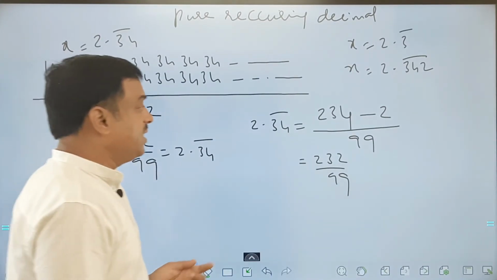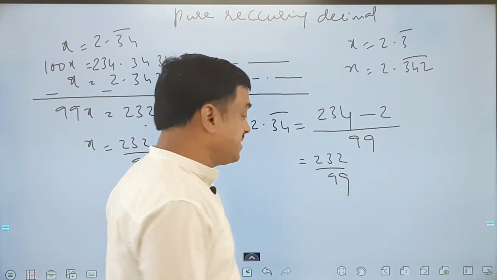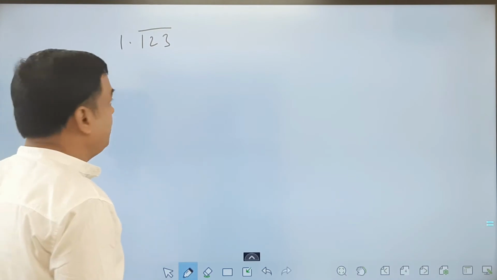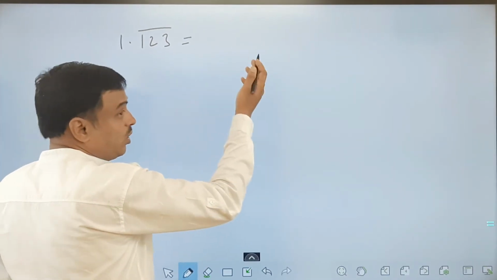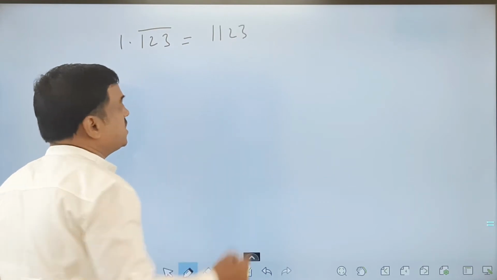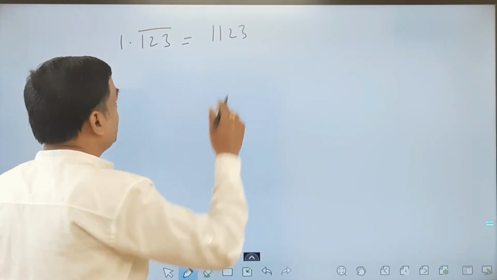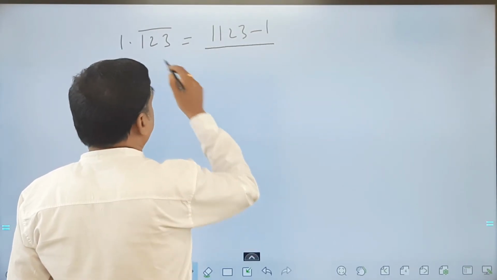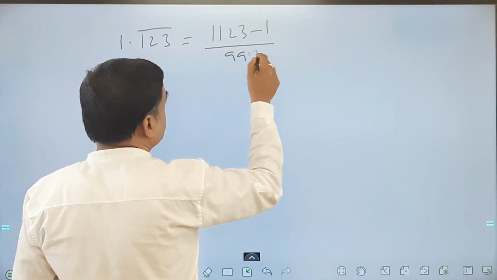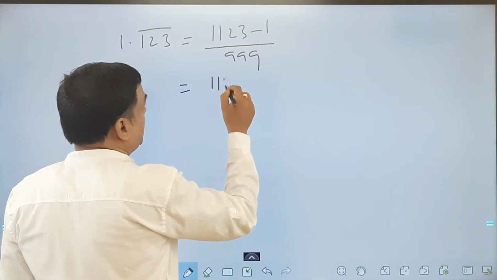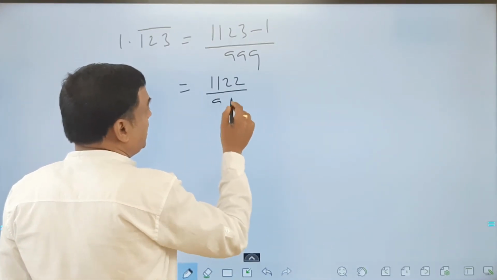Okay, so let me take some more quick examples to give you some more ideas. Like this one, you see, example. As per the shortcut which we discussed, 1123 without decimal, without bar, the complete number, minus without bar we have 1, divided by periodicity is 3. I'll divide this by 3 9s. And now after you subtract, it's 1122 divided by 999.